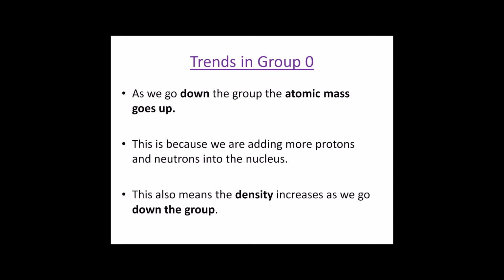This also means that the density increases as we go down the group, so they become more dense as we go down the group. As we know, helium floats. Radon doesn't. It would sink like a lead balloon, so it would literally fall straight down.